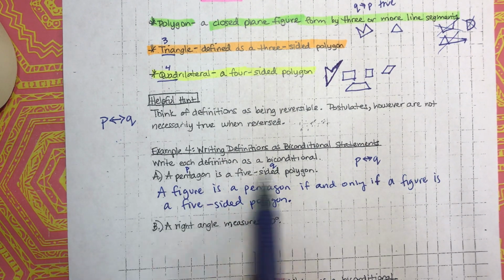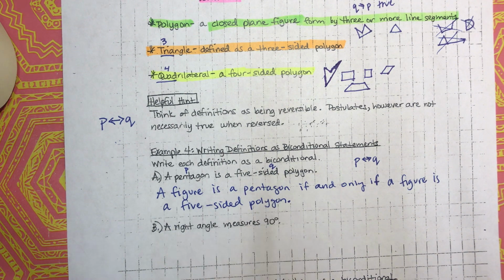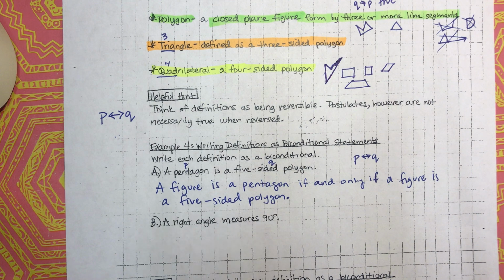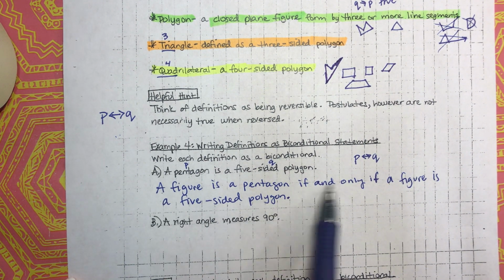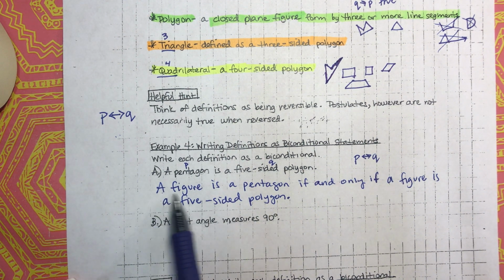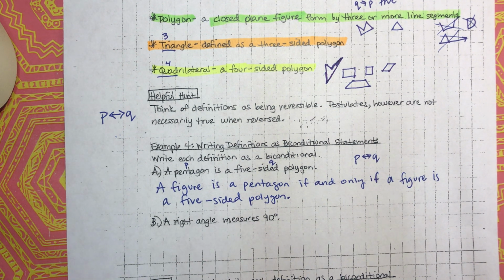a figure, and it's not there. So that's what kind of makes it a little tricky, right? Because it just has pentagon and 5-sided polygon. So this is our hypothesis, this is our conclusion, but we have to insert that word, which is "a figure." So a figure is a pentagon if and only if a figure is a 5-sided polygon. Or you could write: a figure is a pentagon if and only if it is a 5-sided polygon.